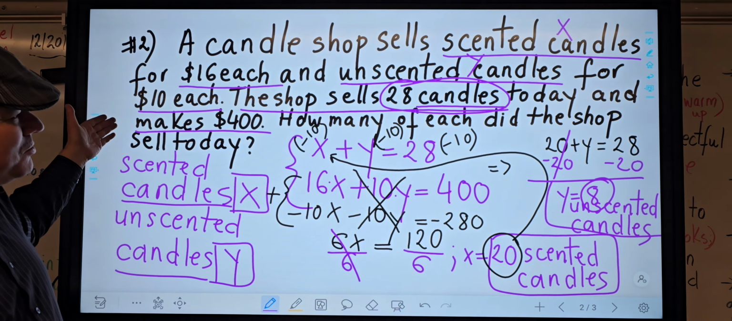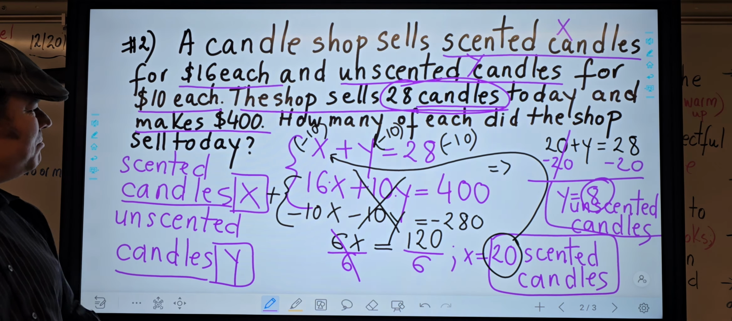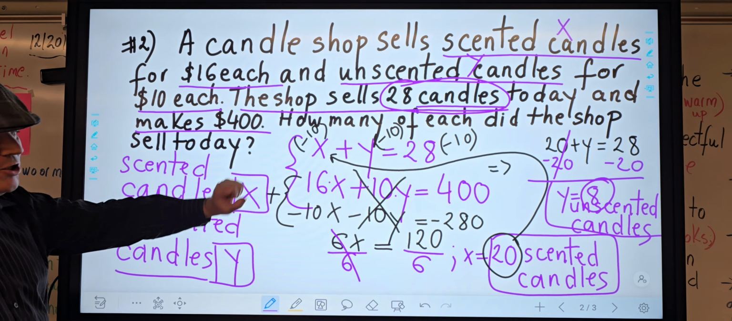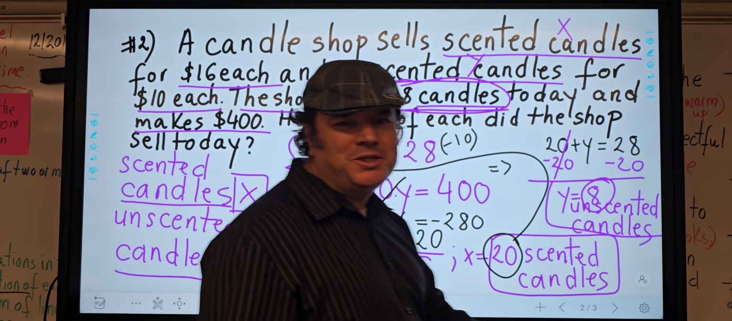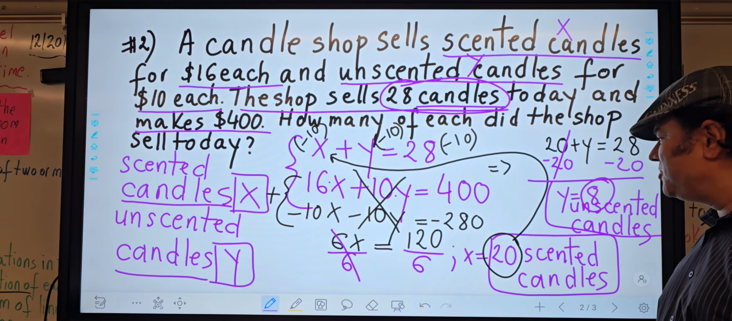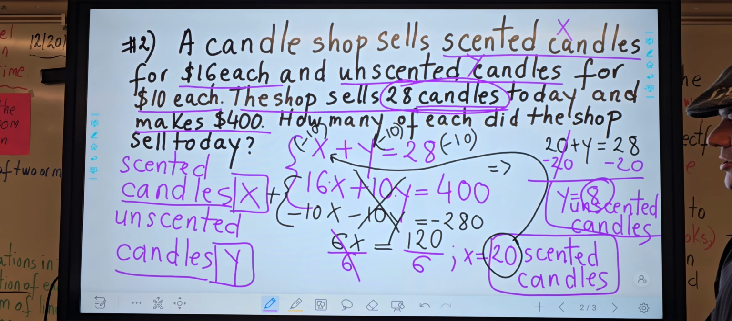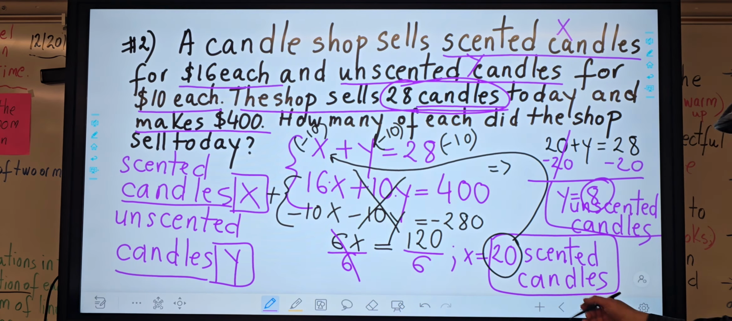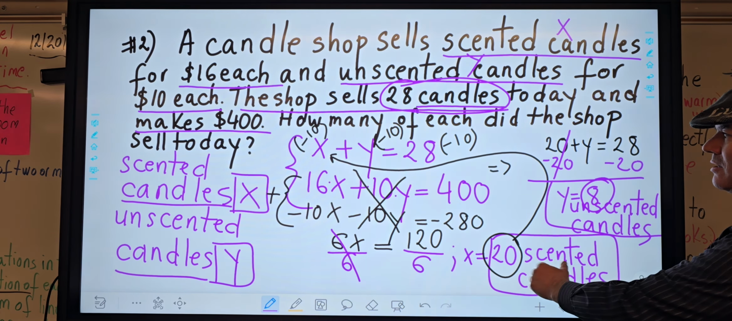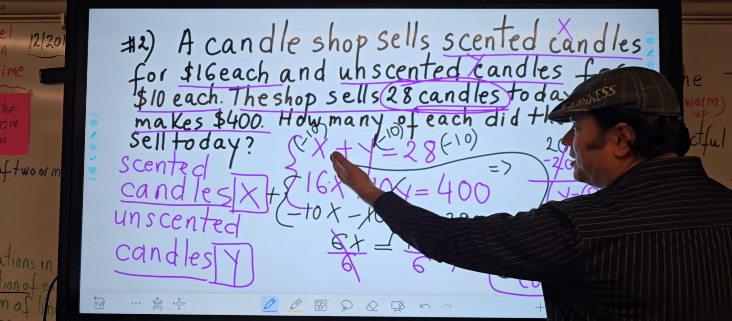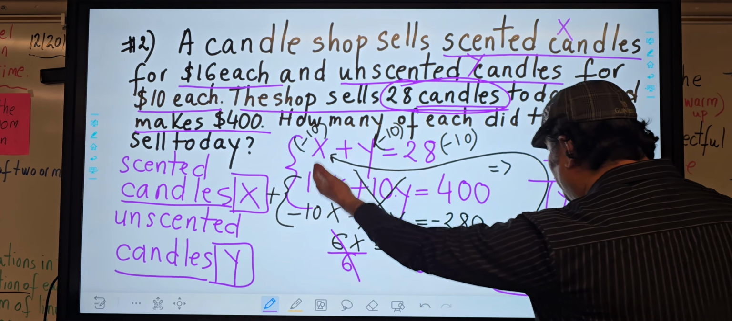Again, we were able to solve a word problem by creating a system of linear equations, and then we used the elimination method in order to cancel one of the variables. We canceled the Y in order to solve for X, and once we solved for X, we were able to solve for Y by substituting the X into one of the original equations.